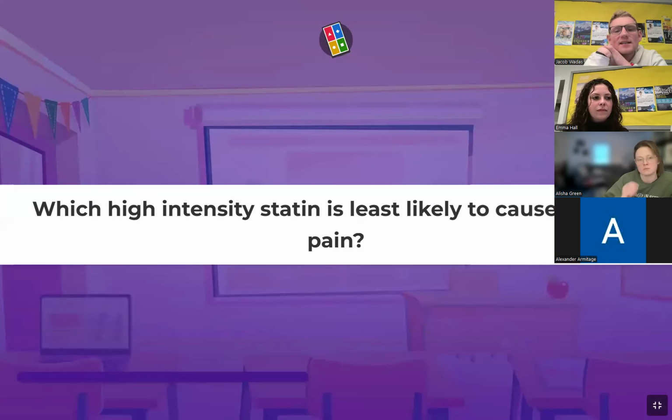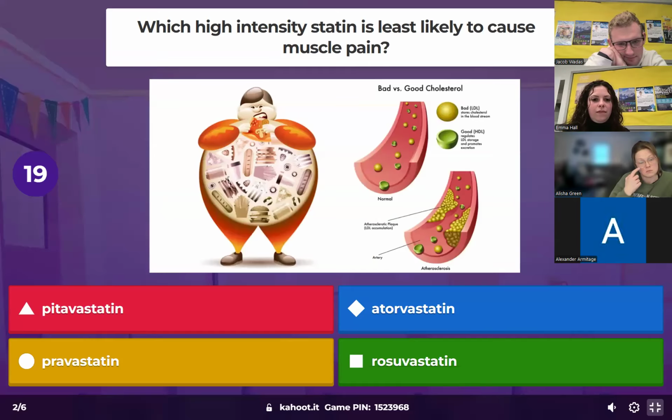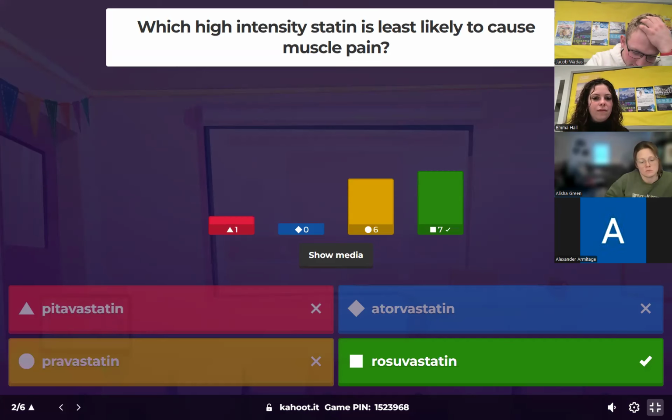Which high intensity statin is least likely to cause muscle pain? High intensity, right? Pravastatin is one that we could use as a good option, but it's not a high intensity. So comparing atorvastatin and rosuvastatin, rosuvastatin is better.